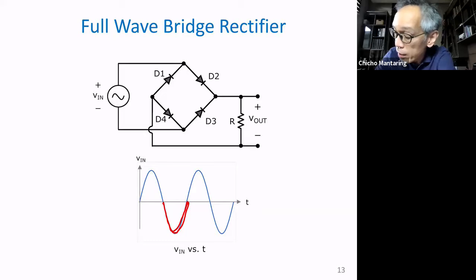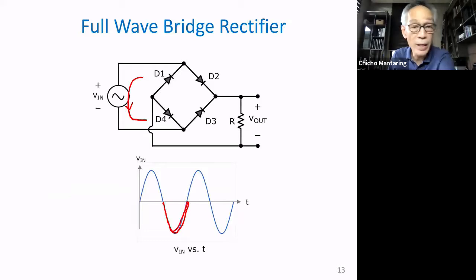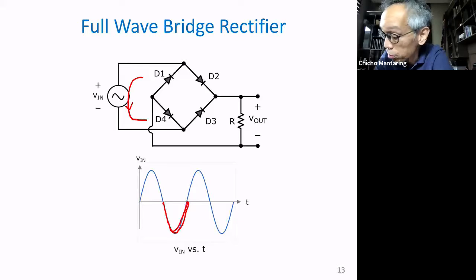In the negative cycle, the current tends to flow in this direction, no? In the counterclockwise direction. So again, let's try to intuitively determine where the current will flow. Pagdating dito, kontra siya sa D4, so aakyat siya dito. Pagdating dito, kontra siya sa D2, so pupunta siya dito. Okay.